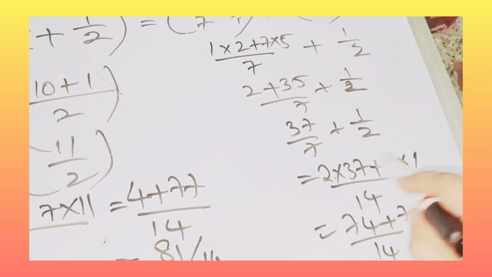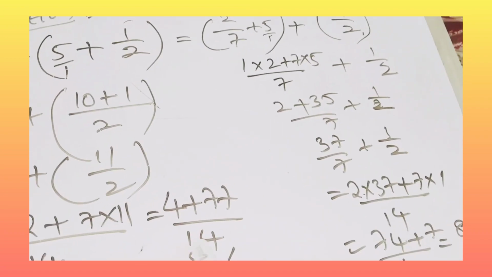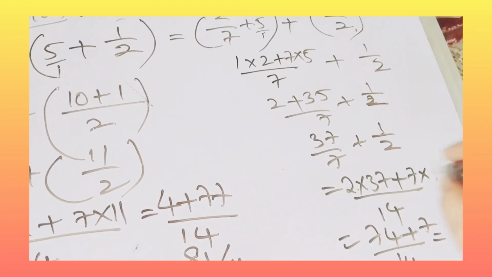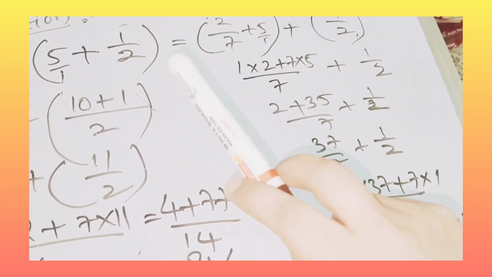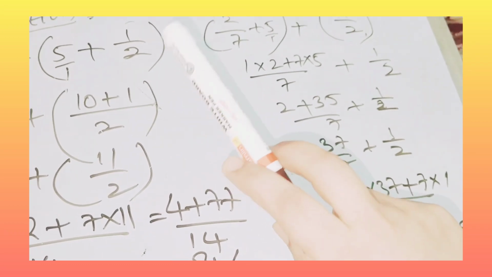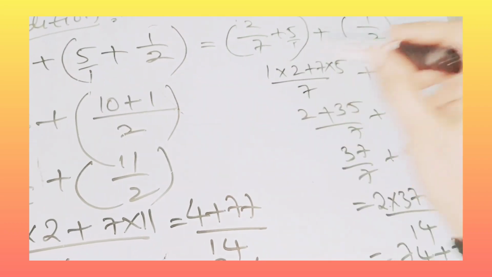So it is applicable. Both the answers are same now. 81 by 14 here, 81 by 14. Both the answers are same here. Okay, so it is applicable in addition. Okay, associative property of rational numbers under addition is applicable.